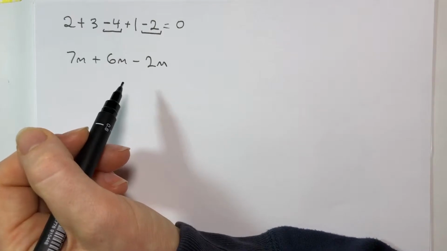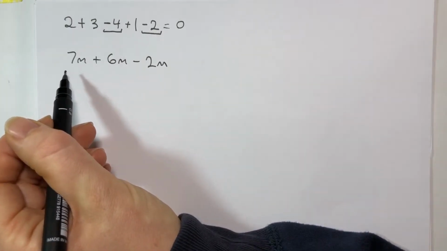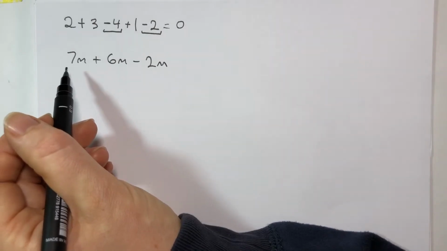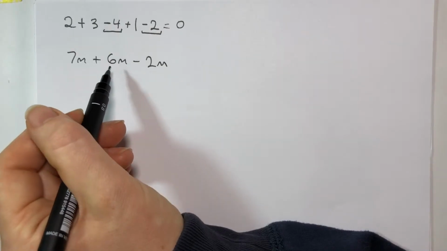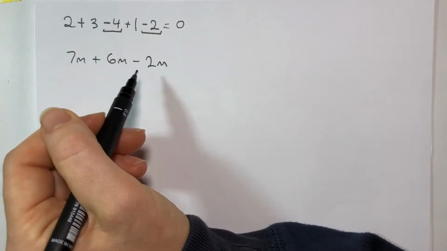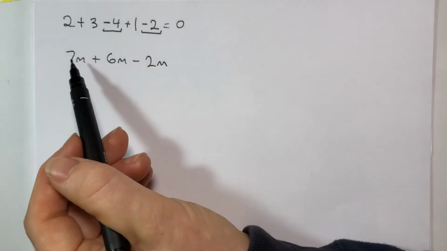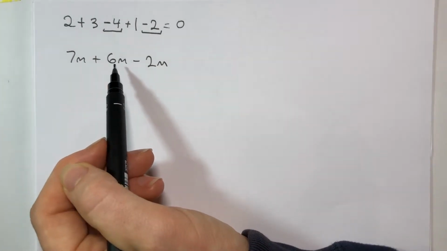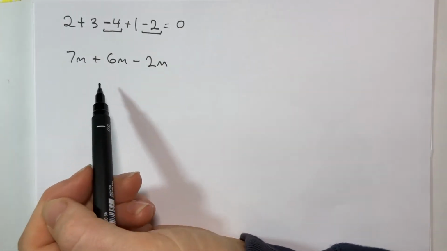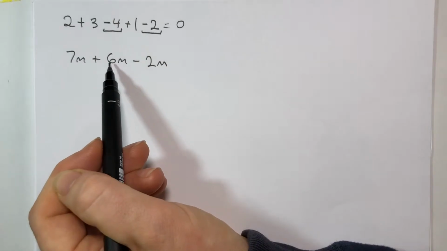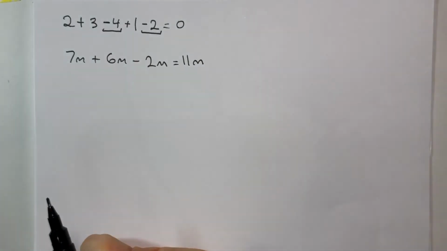Now, when we're at the marketplace, the letter represents the fruit and the number represents how many of that fruit. So say M is for mangoes. I have 7 mangoes. I got another 6 mangoes. And then I lost 2 mangoes. So I can go 7 and 6 is 13, minus 2 is 11. Or I could have gone 7 minus 2 is 5, plus 6, still 11. In the end, I have 11 mangoes.